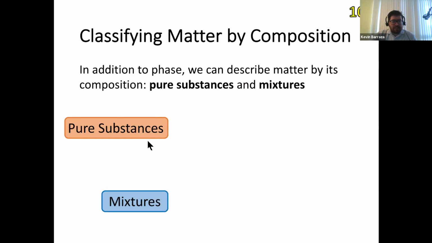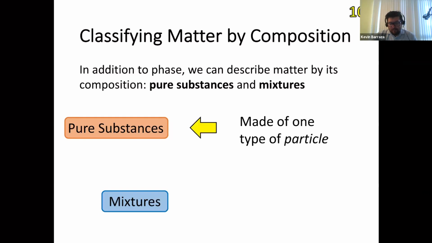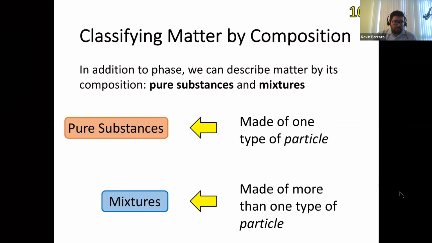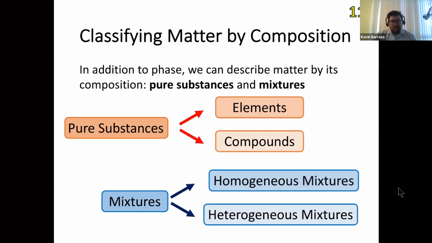So there's 2 categories broken into another 2 categories. First, we have the pure substances versus the mixtures. Pure substances are made of one type of particle. So it's a lot of the same particle over and over. Whereas mixtures are made of more than one type of particle. So that's the first way we classify matter, by its particles, and are they all the same, or is there literally, you use the word mix. So are they mixed with many? So among the pure substances, we have elements and compounds. And among the mixtures, we have homogeneous mixtures and heterogeneous mixtures.